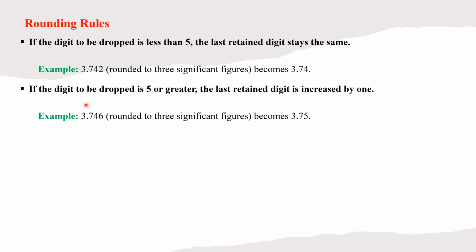Next, if the digit to be dropped is equal to 5 or greater than 5, the last retained digit is increased by 1. In other words, before you drop it, you need to add 1 to the last retained digit. Let's take an example: 3.746. There are 4 sig figs here, so you need to round it to 3 sig figs. The immediate digit to be dropped is 6. 6 is greater than 5, so add 1 to the left. Then 3.74 becomes 3.75. This is 3 significant figures.